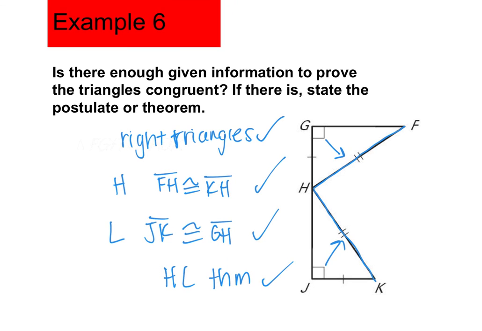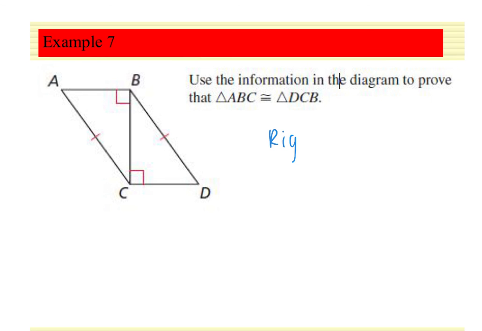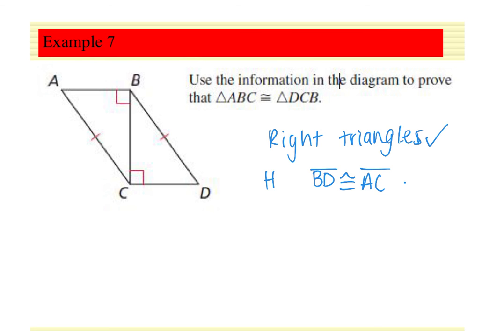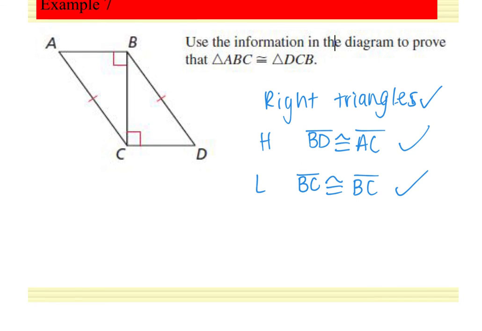Yes, so write right triangles. Put a check. Do we have congruent hypotenuses? Yes. BD as a hypotenuse is congruent to AC, right? Put a check. Do I have congruent legs? Yes. Why? Because they're the same one. AB. BC is congruent to CB. BC itself. Okay. So can we apply the HL theorem? Yes. Sure can, HL theorem. Perfecto.